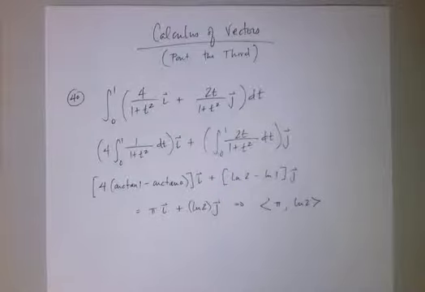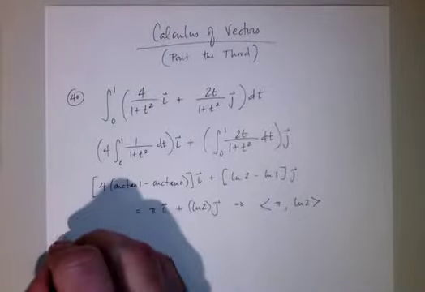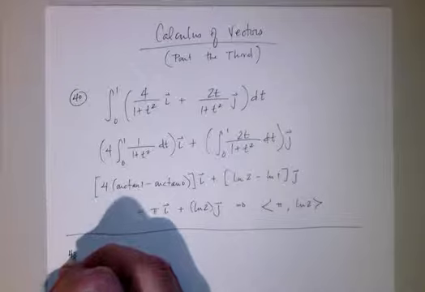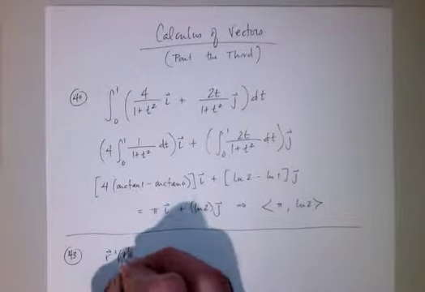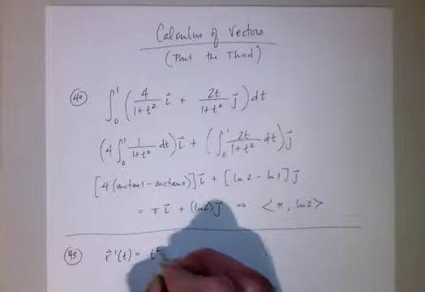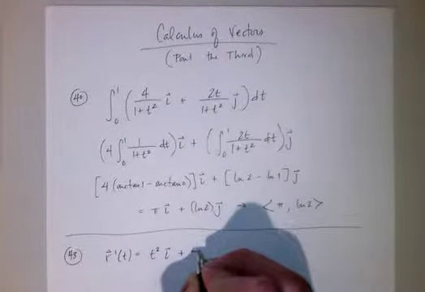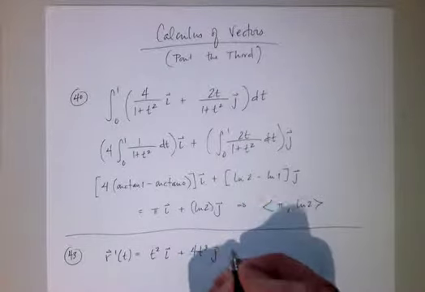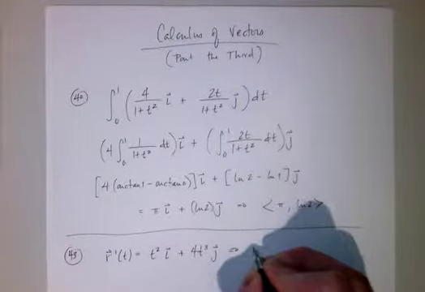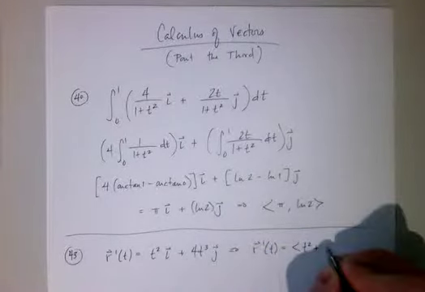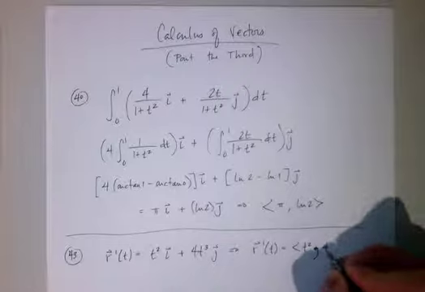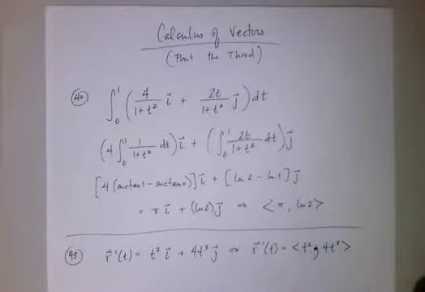Okay, well that's easy enough. Let's go ahead and look at 43. Let's say that we are given r prime of t is t squared i plus 4t cubed j. And of course, if we want to transform that into component form, which I would because I just can't stand unit vector form, we get that.